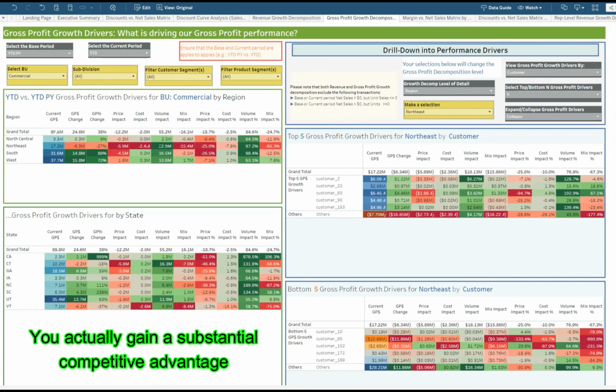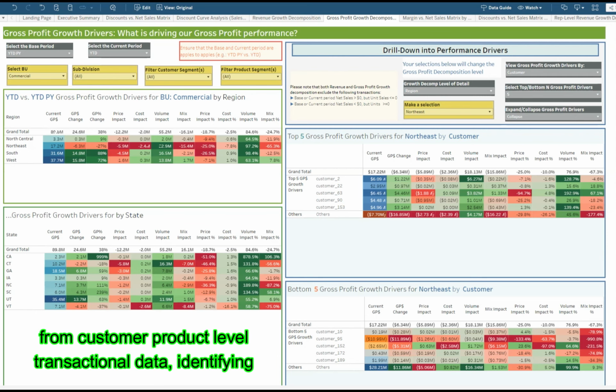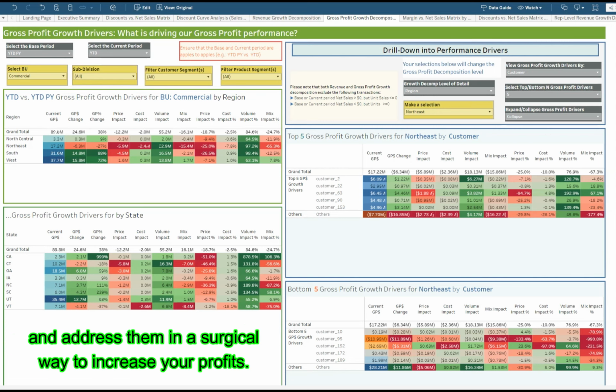You actually gain a substantial competitive advantage by performing the proper growth deep dive from customer product level transactional data. Identifying and separating the effects of your pricing actions, cost levers, or changing sales trends on your company's margin performance enables you to identify specific pain points in your revenue management or commercial strategies and address them in a surgical way to increase your profits.